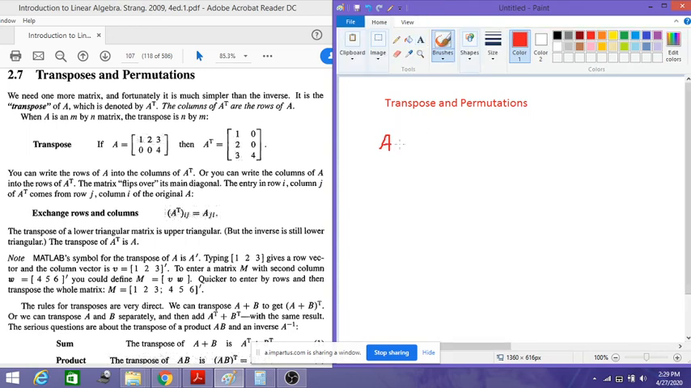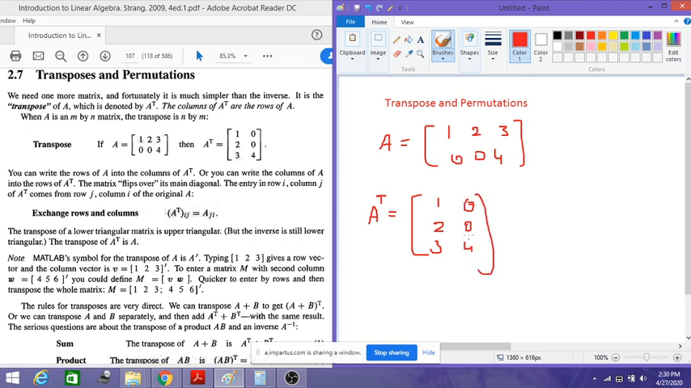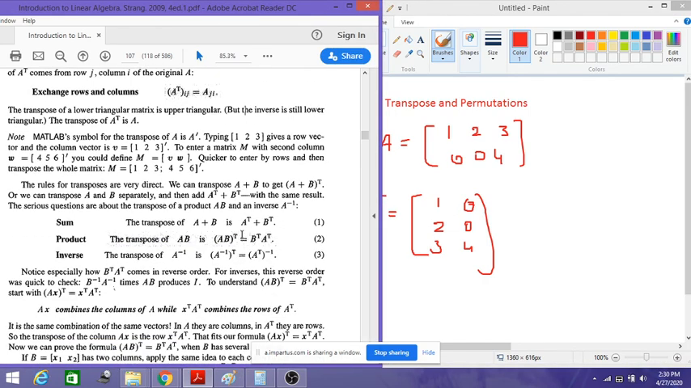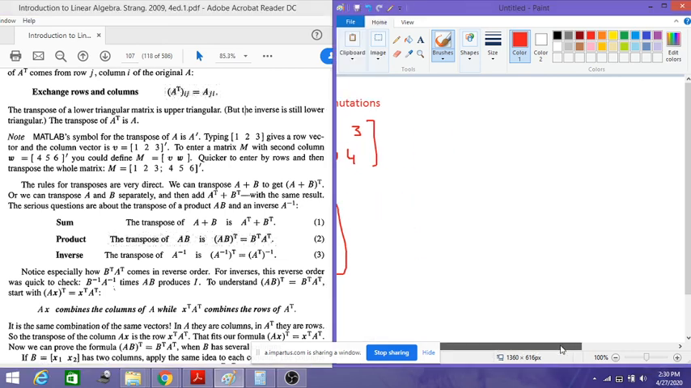For example, we have a matrix A with 1, 2, 3, and its values are 0, 0, 4. So A transpose can be written as, now the rows turn into columns. So now this is 1, 2 over the diagonal. Okay, so you have to remember that it is over the diagonal. So now it will become 0, 1, 3. Now we'll look into a few of the properties of the transpose.